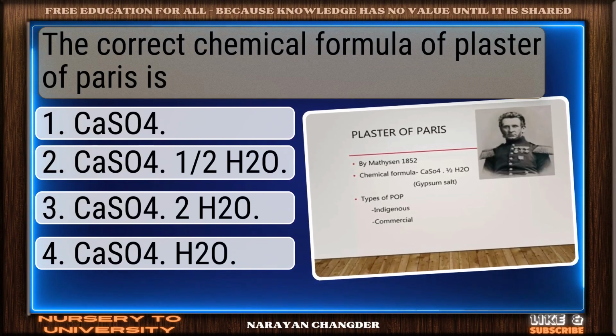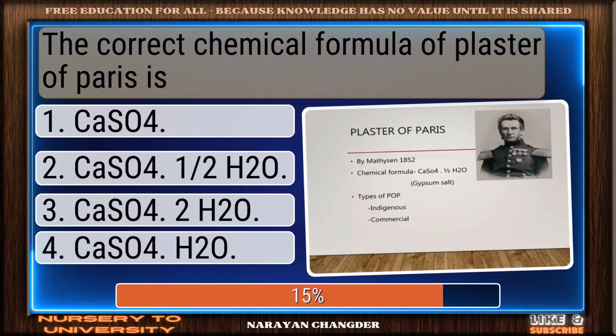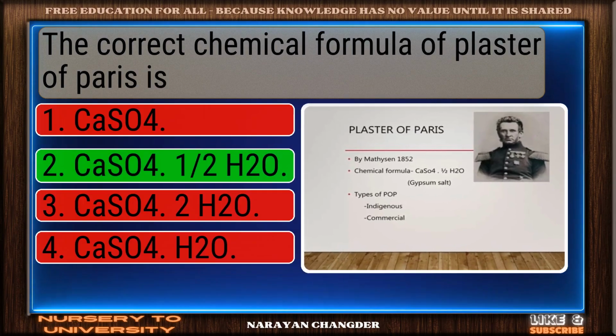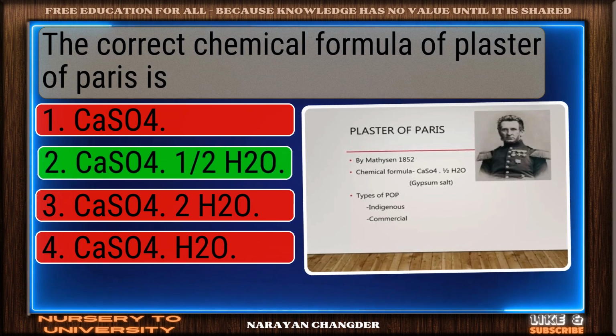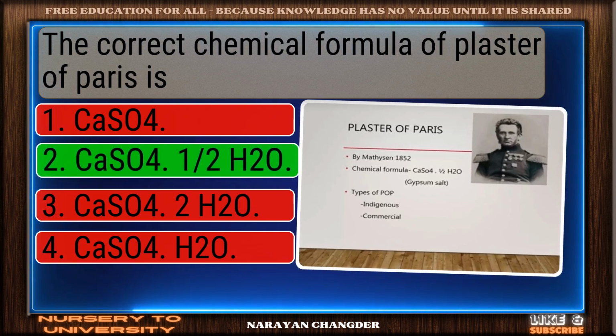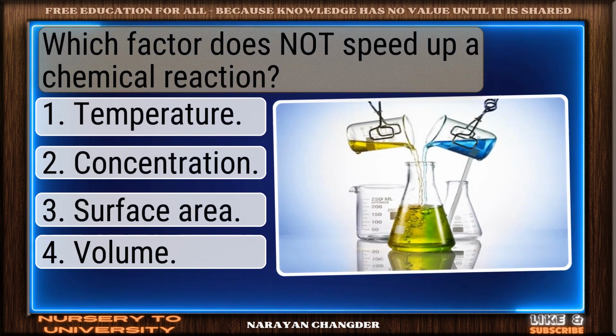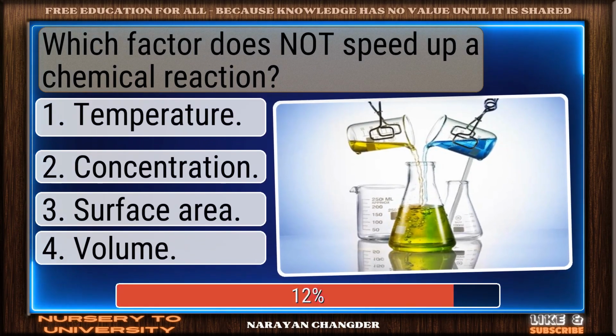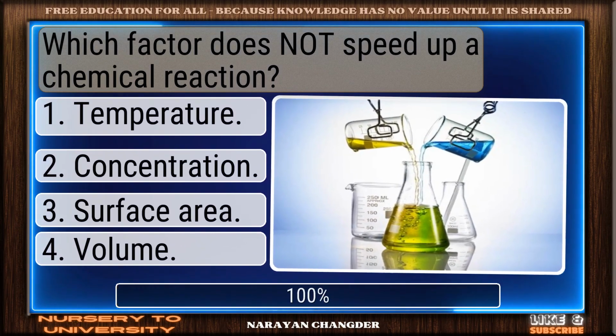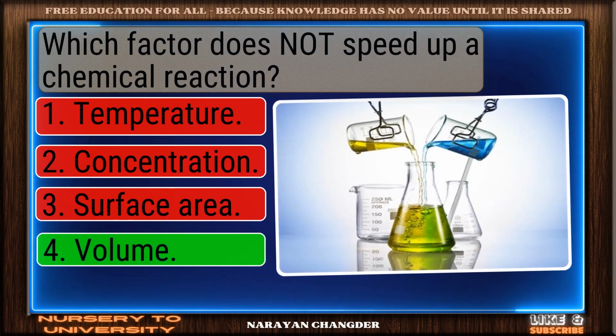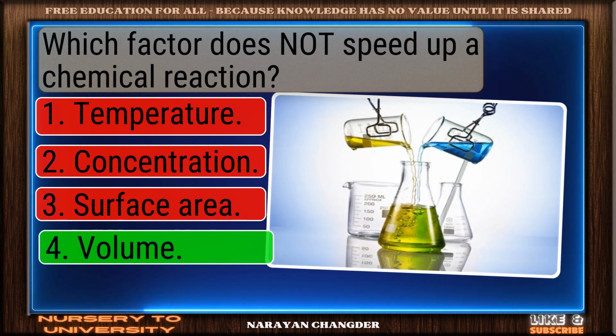The correct chemical formula of plaster of Paris is... Good job, your answer, CaSO4, for 1 but 2 works well here. Which factor does not speed up a chemical reaction? Sharp thinking. Volume is the right choice.